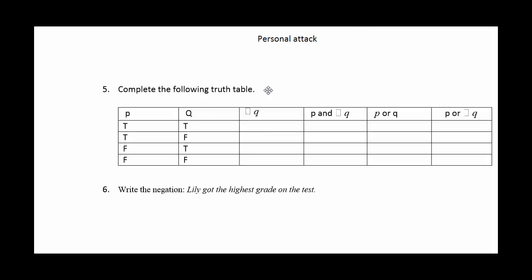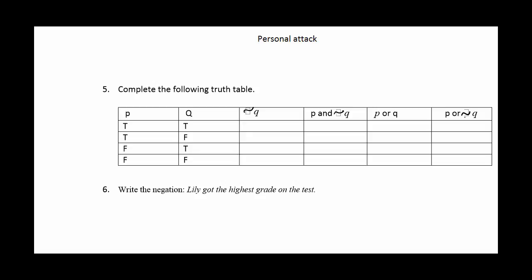Okay, so for some reason, my software program did not like this little curvy symbol. So I'm just going to draw that in. Hopefully it showed up for you. That means not, by the way. So here we've got a truth table with P's and Q's in it, with a bunch of T's and F's. And we're just asked to fill in the blank.